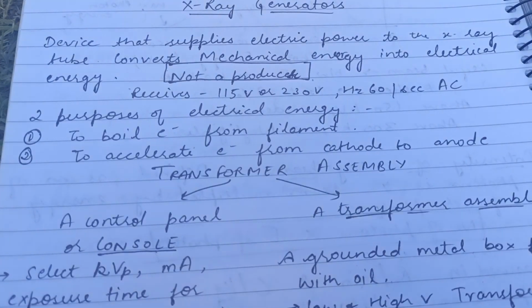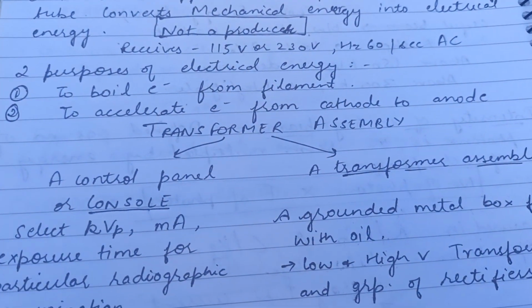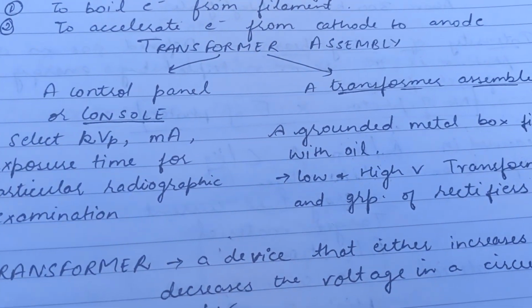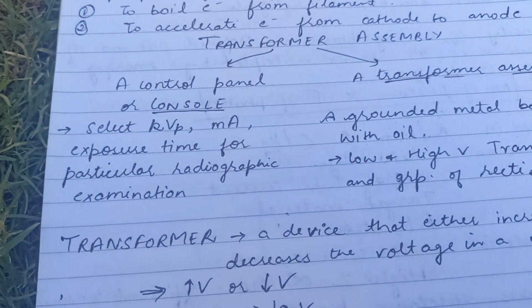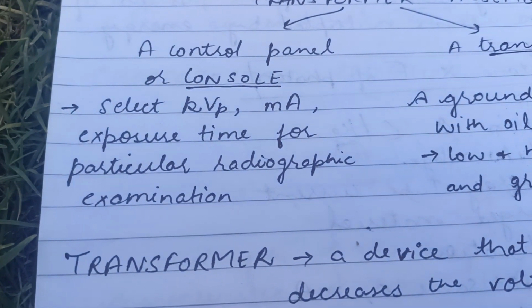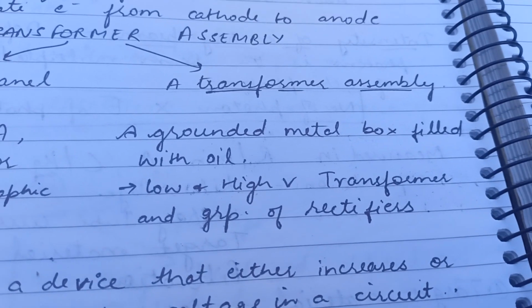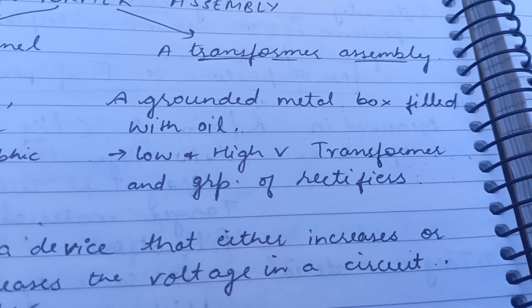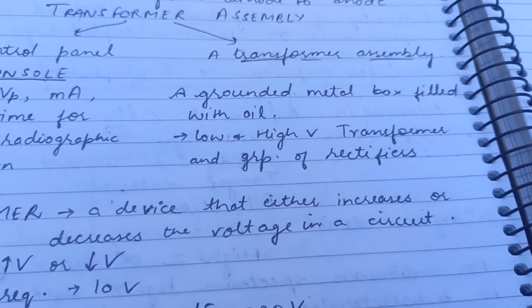Two purposes of electrical energy are to boil the electron from filament and to accelerate electron from cathode to anode. The transformer assembly consists of a control panel or console and a transformer. The person who sits on the console selects kVp, mA, and exposure time for a particular radiographic examination. And a transformer assembly is a grounded metal box filled with oil having low and high potential values, transformers, and a group of rectifiers.